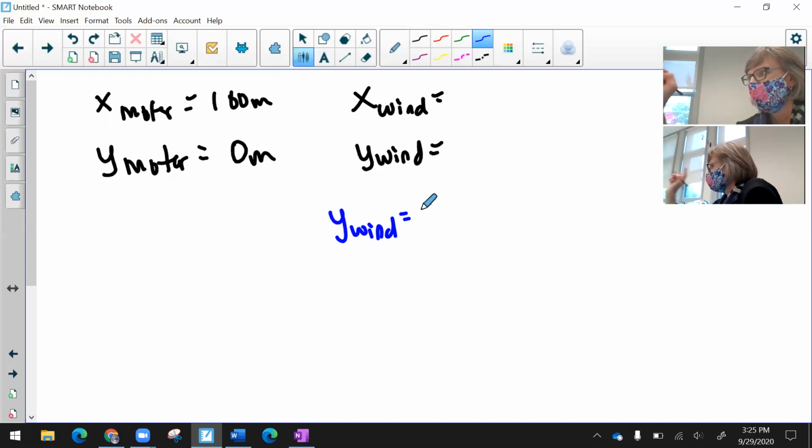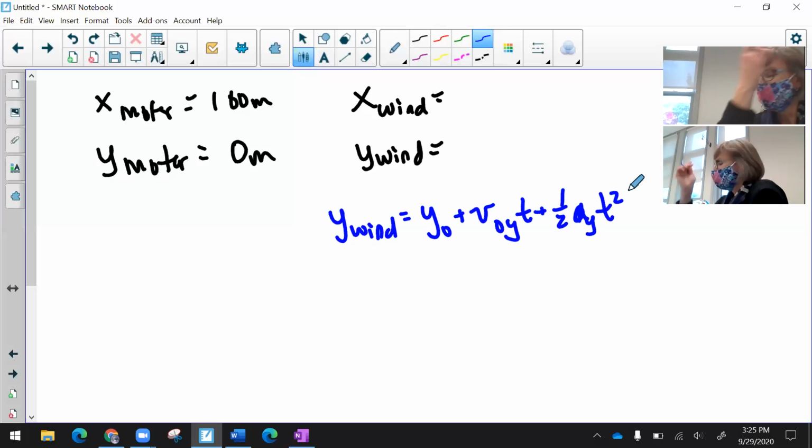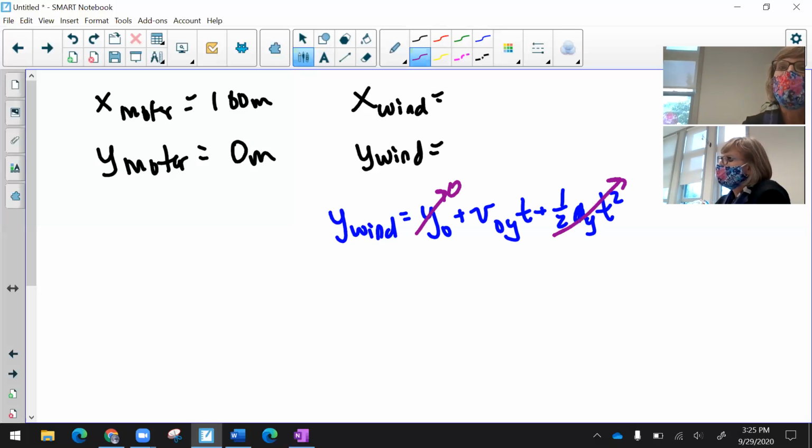I'd rather you not just use V times T, because then you're going to use it sometime when you shouldn't use V times T. Where that comes from is Y0 plus V0y t plus 1/2 ay t squared. But we know that we start from 0 and we know that there's no acceleration. So it gets you to Vy times T, but it gets you there in a better way, along a better path. Annabelle.